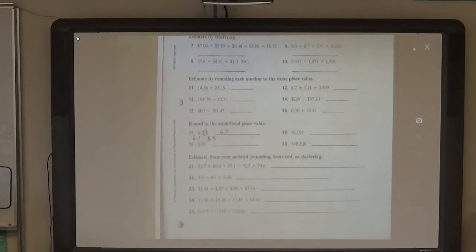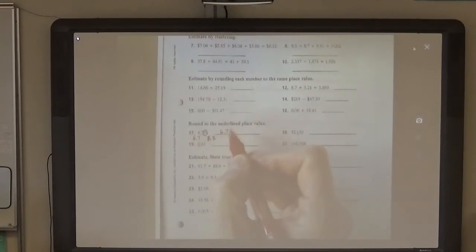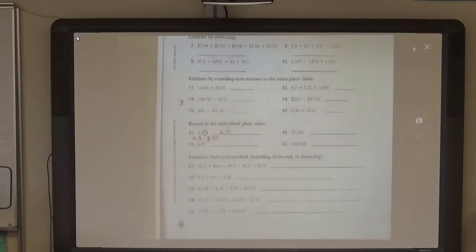Or, like Roy said, you look at the number to the right. If it's 5 or higher, round it up. If it's 4 or less, round it down. Round it down to 6.7 or 6.70. Because 73 is between 60 and 70.